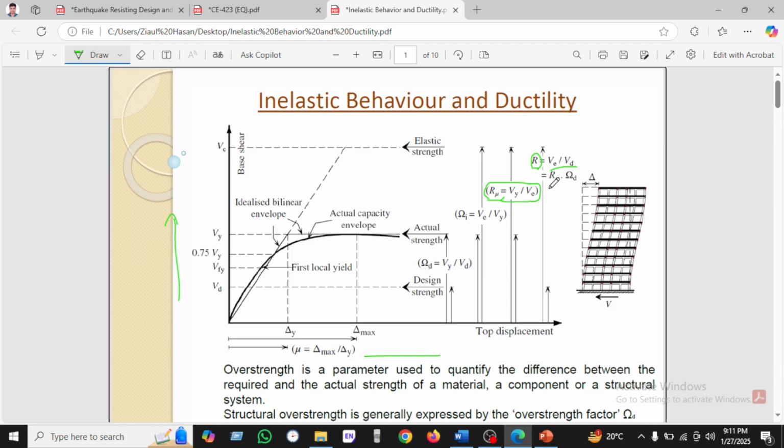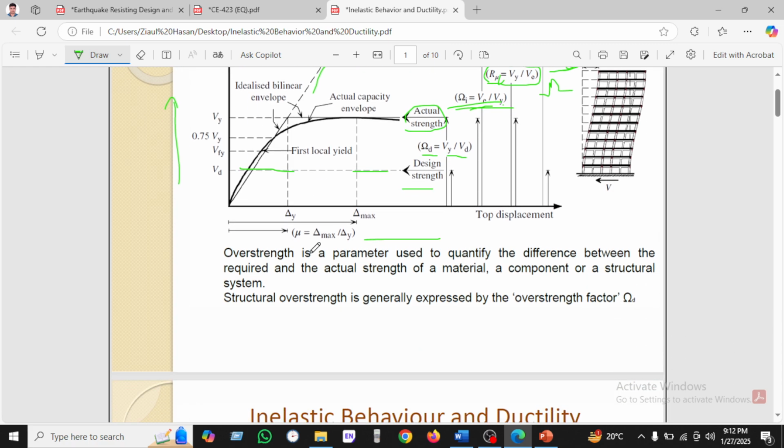mu, which is given here as Be divided by By. Be means base shear elastic divided by base shear ultimate. So this is the actual length we have found from the graph, which is ultimate divided by design, and the design strength we have found from here. And we have the dotted line. The dotted line is the inelastic bilinear envelope, we can say.